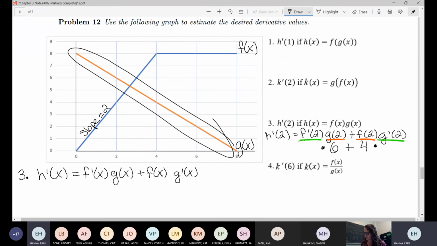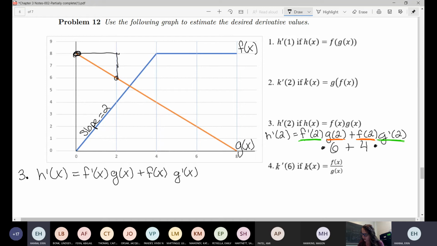Let me focus on g of x now. What's the slope of this line? If I start here, I go over and then down 2, but again, be careful, the x's go up by 2. So then the slope of this line would be -1. And because we'll need it in a second for number 4, what's the slope of this piece? That's a straight horizontal line, so the slope would be 0.